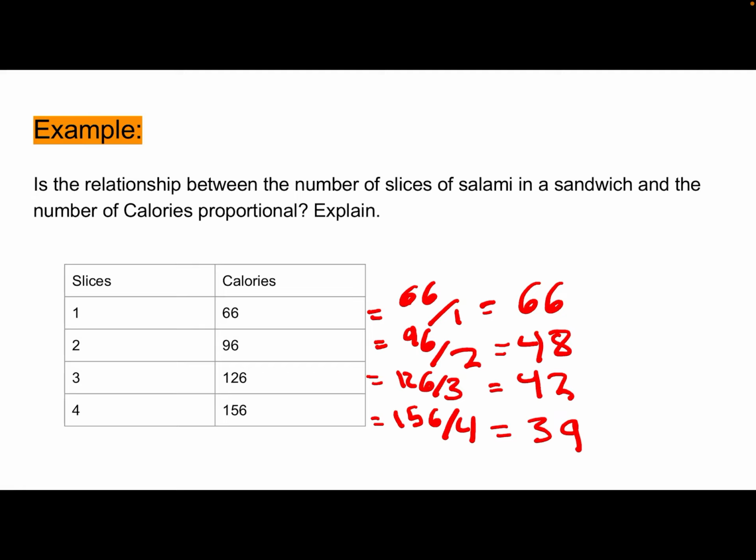All right, so notice how these four values are not equal to each other. We have a 66, a 48, a 42, and a 39. So it looks like the relationship between the number of slices of salami and the number of calories is not proportional. And the reason is because when we find the ratios of these, they are not equal.